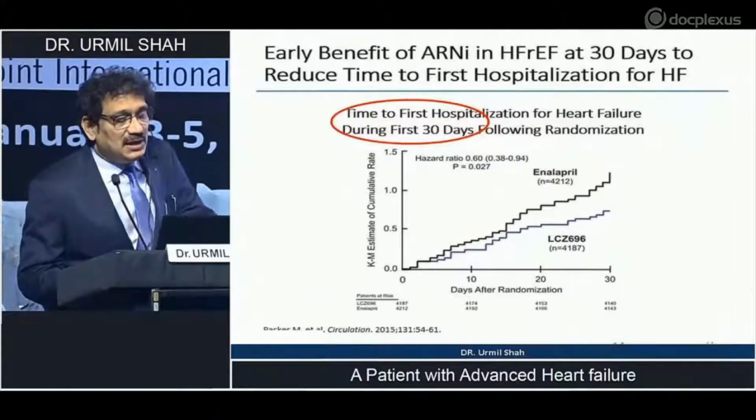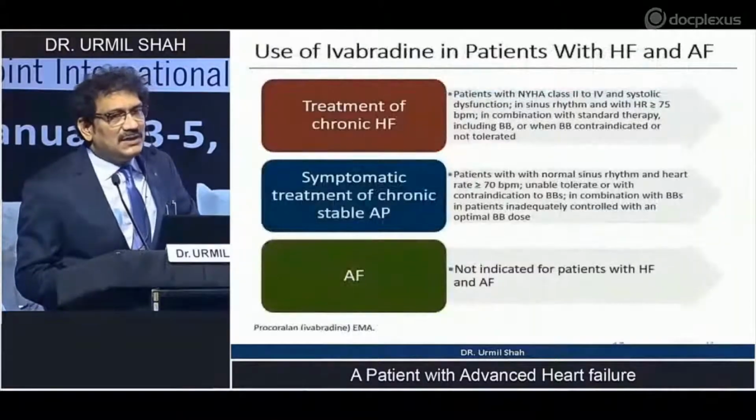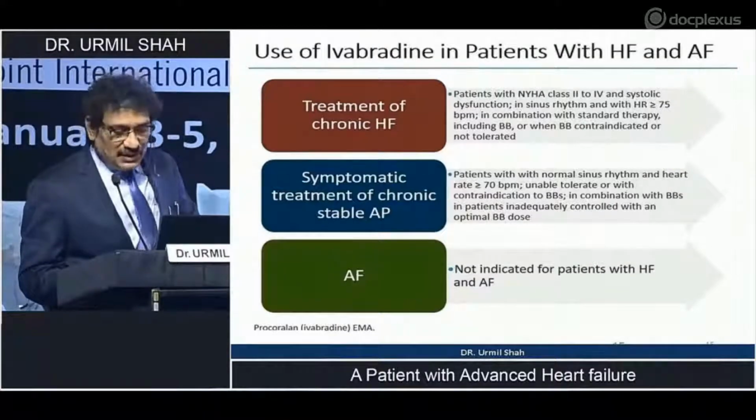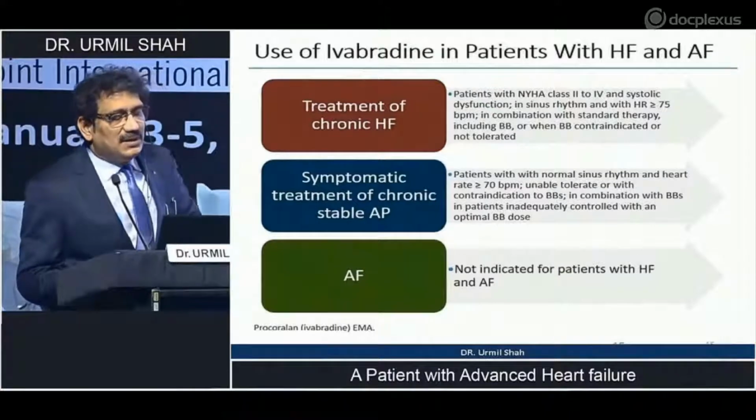It should be started immediately after the patient has been stabilized. Heart rate is important, especially if it's a sinus rhythm. If the patient is tolerating the maximum dose of beta blocker and the resting heart rate is still more than 70, we have to think of adding ivabradine in this subgroup of patients. If the patient is in atrial fibrillation, ivabradine has practically no role.